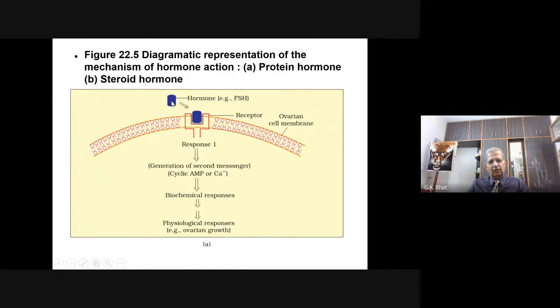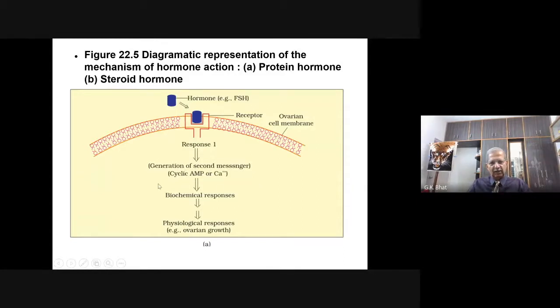So once these receptors receive this FSH, what it does, of course, in this particular case, is pass it to another messenger, called the second messenger. It passes this to the second messenger, which is cyclic AMP or calcium. Then it brings about whatever biochemical process is required. It initiates that biochemical process, the response. And as a result of this, a physiological response is seen. So if it is concerned with ovarian growth, the chemicals required for ovarian growth are produced, and the moment those chemicals are produced, the growth of the ovary takes place. This is how hormones function.